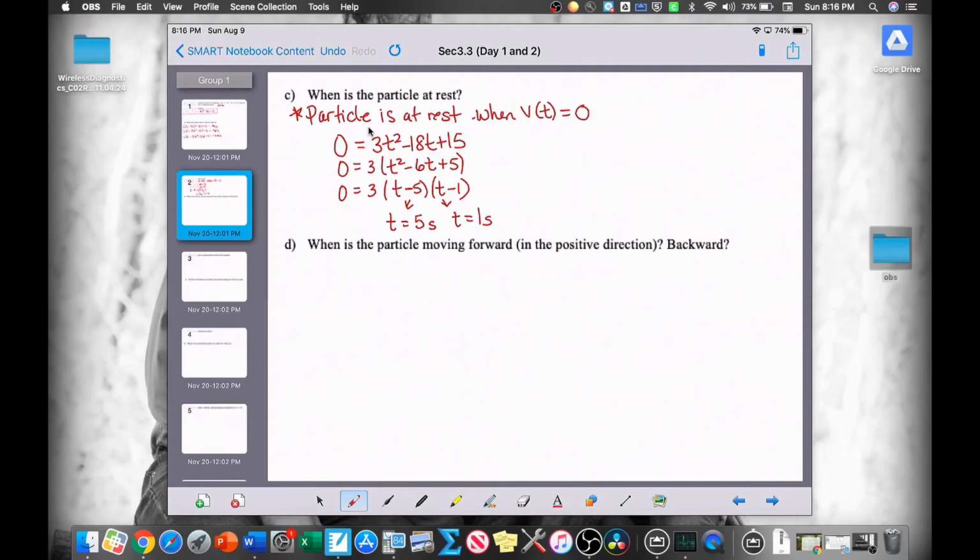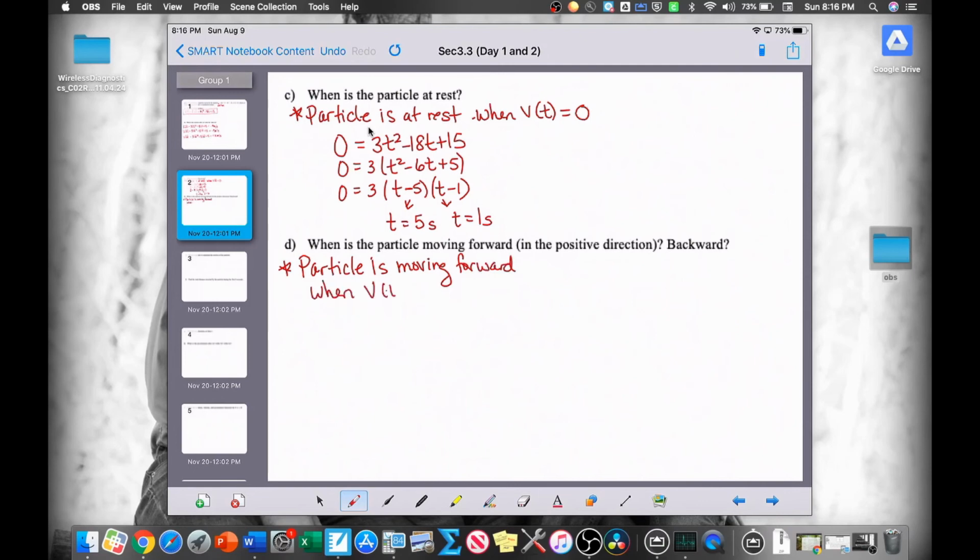Part D asks, when is the particle moving forward or in the positive direction, and when is it moving backwards? Well, we already talked about how when the velocity is positive, the particle is moving forward, and when the velocity is negative, the particle is moving backward. So let's start with forward motion. The particle is moving forward when our velocity is positive.